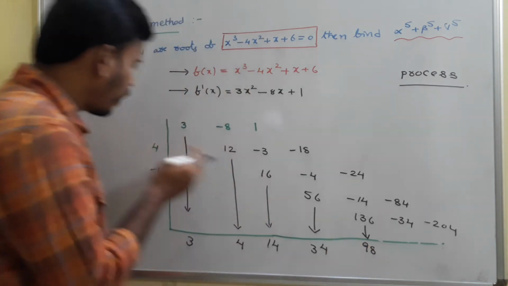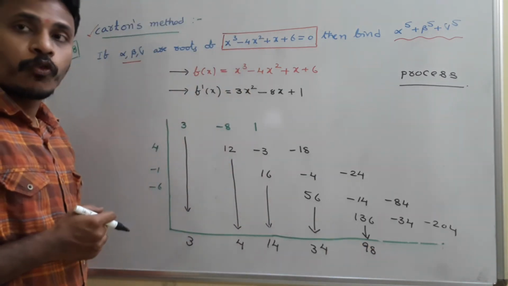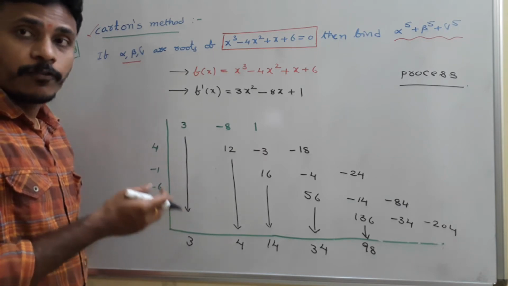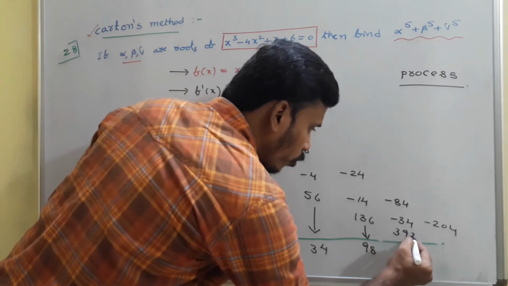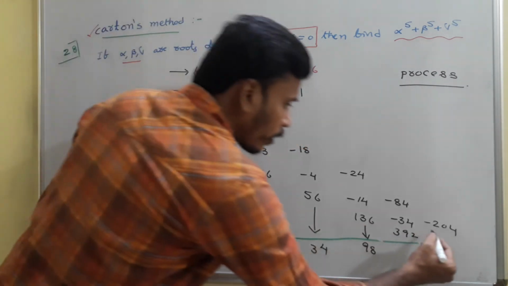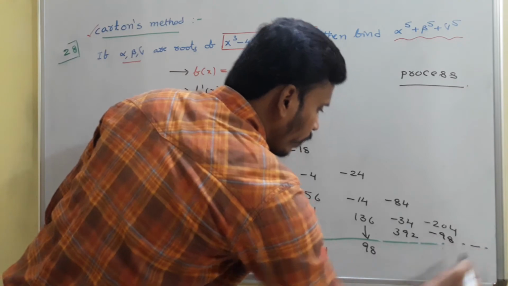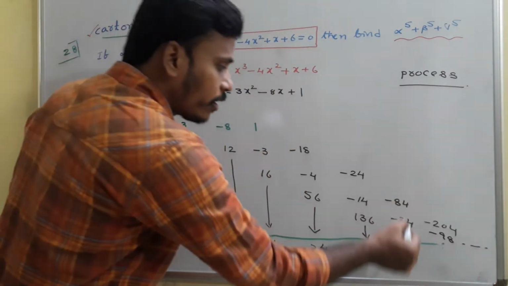Okay? 98 into 4. 98 into 4 is how much? See, if it is 100, 400, and you need to subtract 8, and that value is 392. And 98 into minus 1, minus 98. Like that we continue. And now add all these three things.